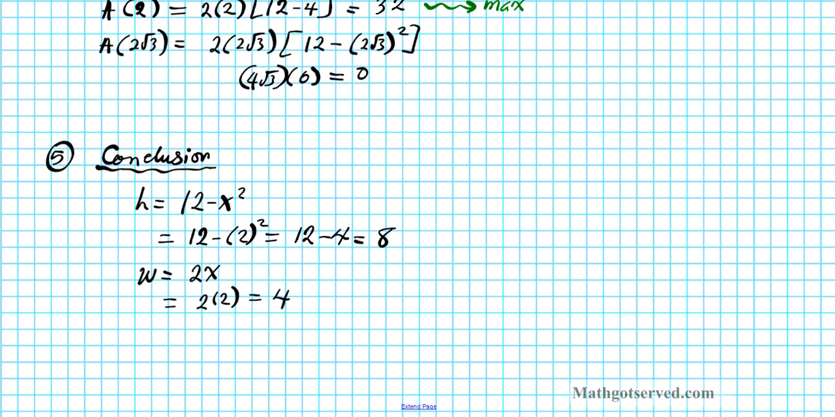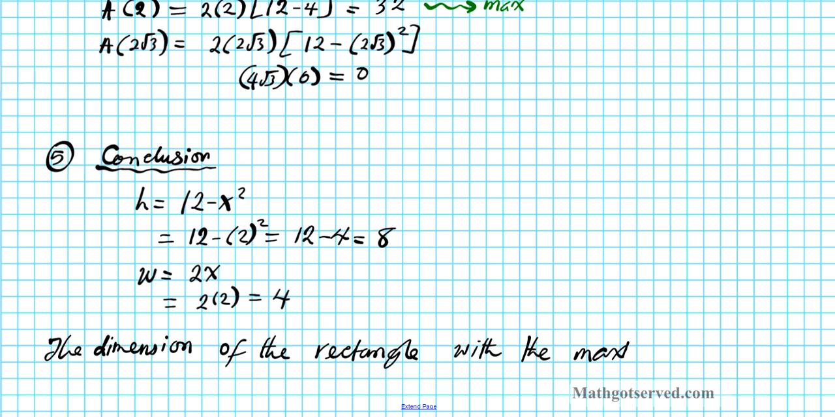So let's write down the dimensions. The dimensions of the rectangle with a maximum area, we can even state what it is, of 32 square units, is 8 by 4. So that's the dimensions, 8 by 4.